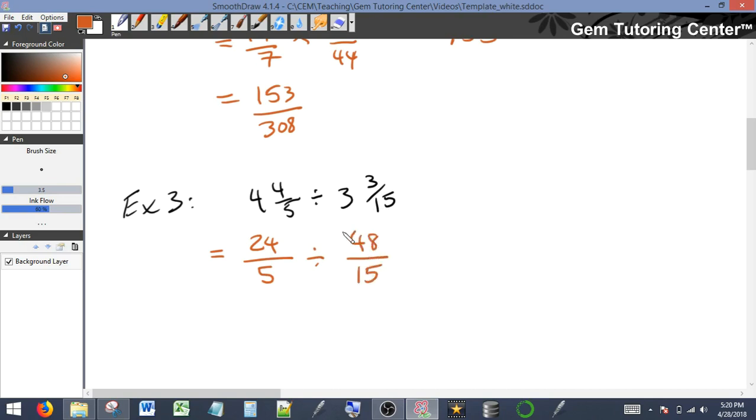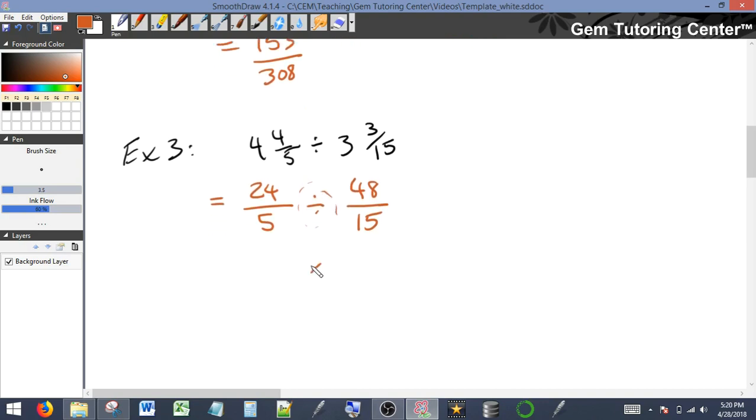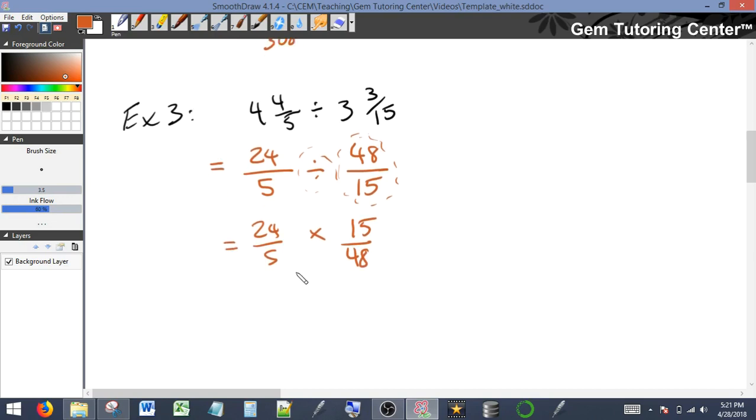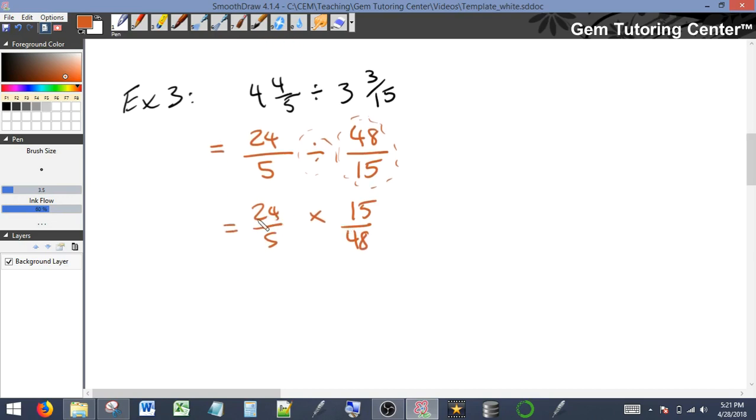48 divided by 15. Now this is going to be changed to a times symbol. This stays the same, and this second fraction gets flipped, so we get 15/48. Now we're going to simplify. 24 is 48 divided by 2, so this goes away with this. This becomes 2, this becomes 1 up here. And 15 is 5 times 3, so this is going to be a 3, and this 5 is going to go away.